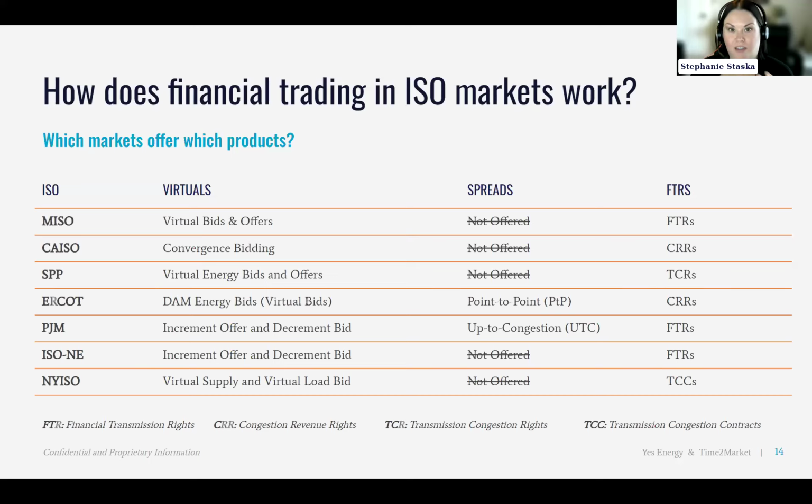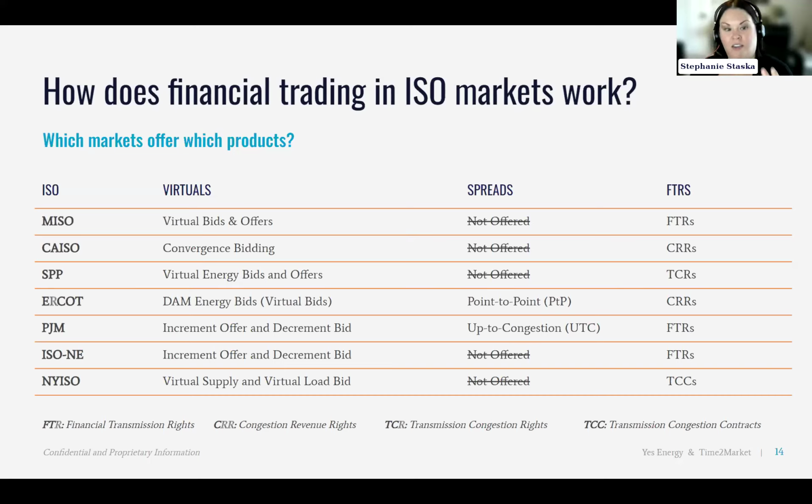But as you're looking at registration materials and starting to look at ISOs you might be interested in, you might see varying names. This is kind of your source to go back and look and say, okay, convergence bidding in CAISO, that's virtuals. I know what virtuals are.